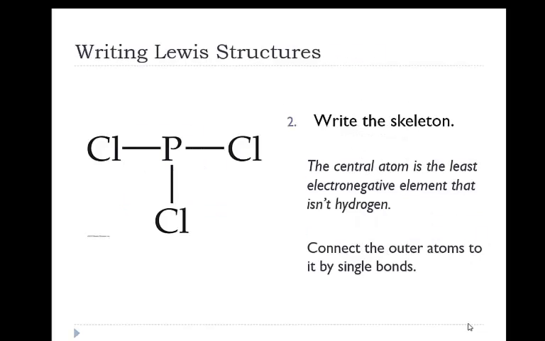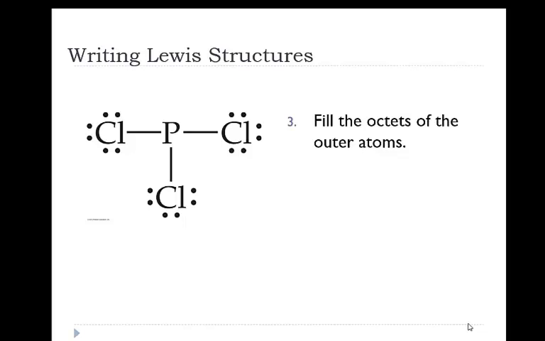The second step is to write the skeleton. There aren't any hard and fast rules on how to write a skeleton, but in general, the central atom is the least electronegative element that isn't hydrogen. Once we write the skeleton, we connect the outer atoms with single bonds. If we're keeping track of electrons, we have used 6 electrons, 2 for each of the 3 bonds. So now we have 20 left.